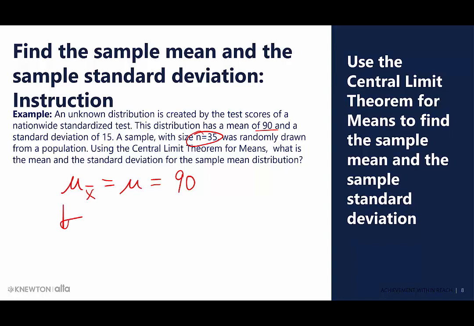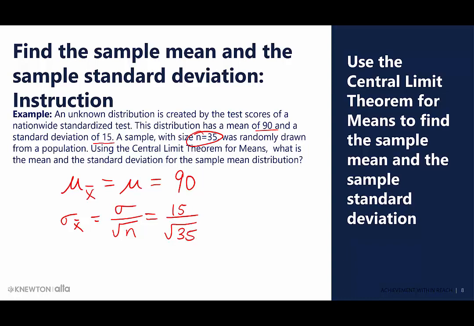The standard deviation, on the other hand, of the sampling distribution is the population standard deviation they give us divided by the square root of n. So you just don't use that standard deviation, you have to divide it by the square root of your sample size. In our case, they tell us that we have a standard deviation of 15, so we need to take 15 and divide it by the square root of n, our sample size. Our sample size is 35.